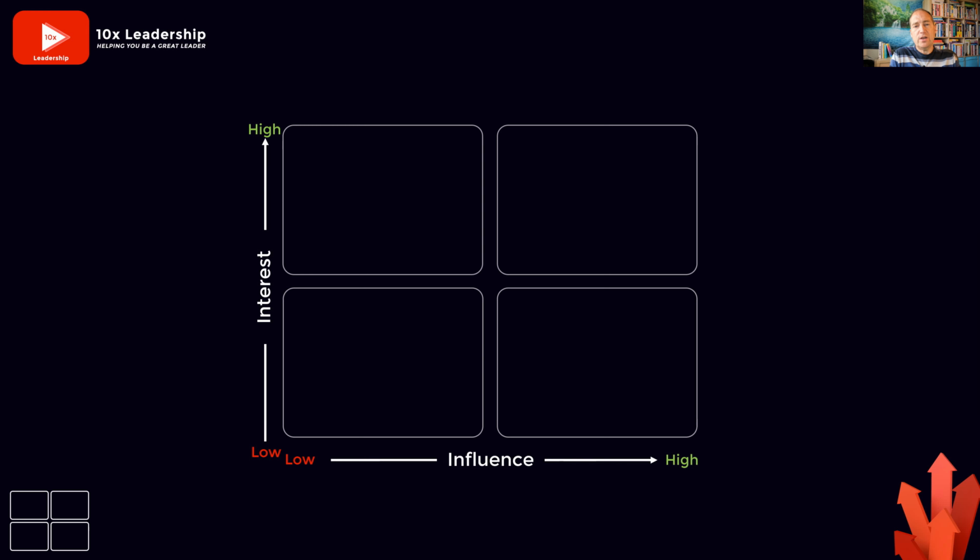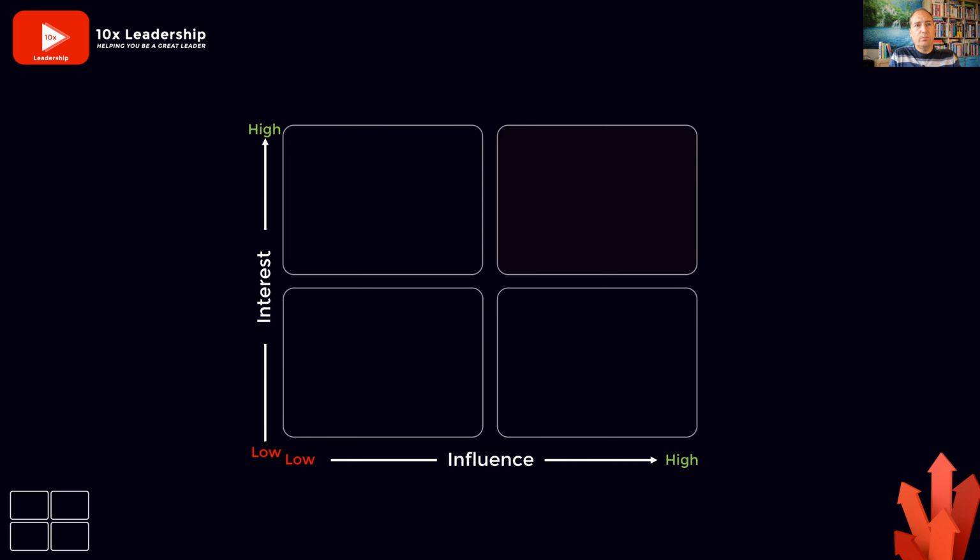That gives us 4 different quadrants, and I'm just going to go through each of those and talk you through what each of those quadrants mean, who falls into it, what you should be doing about it, how much time you should be spending in each of those slots. So watch until the end, because all of this is important.